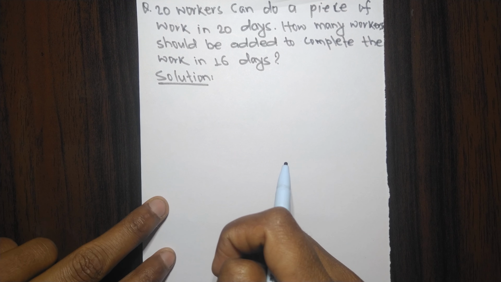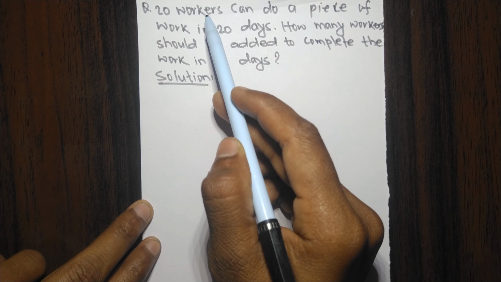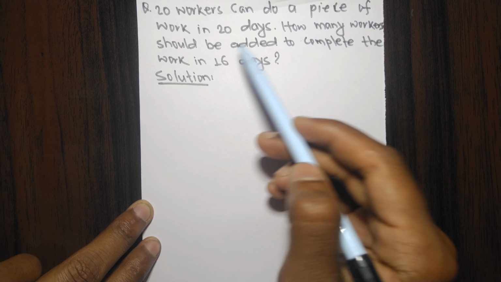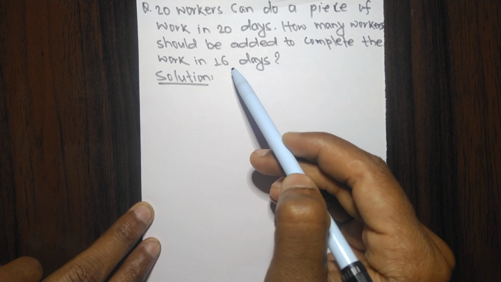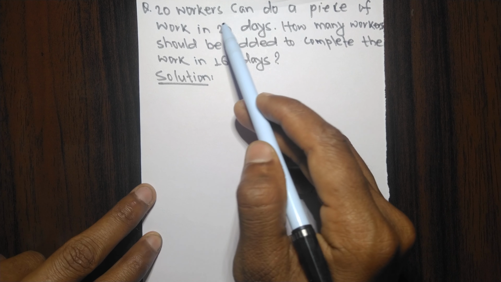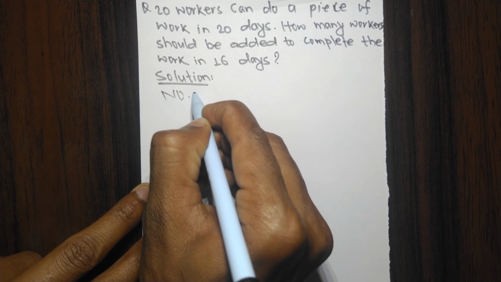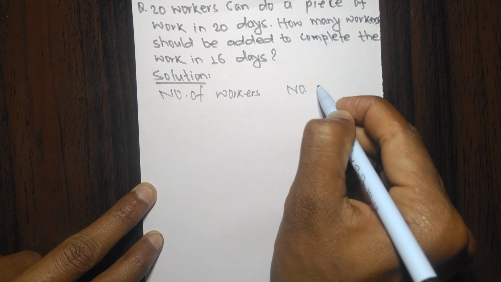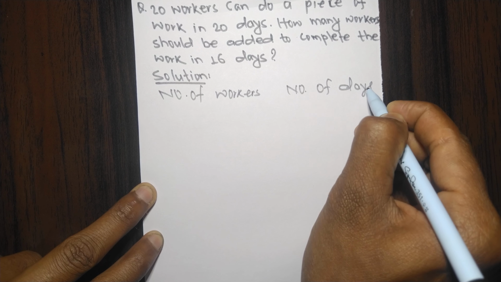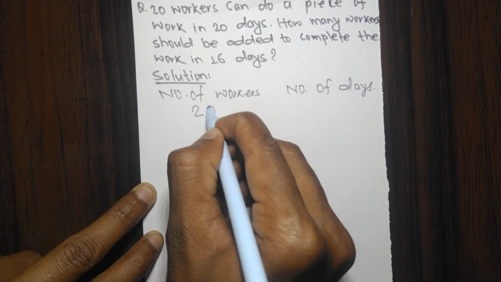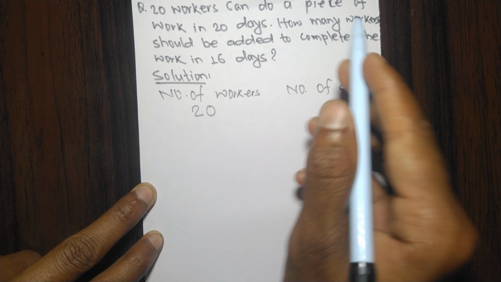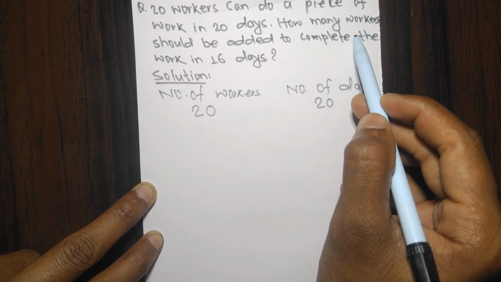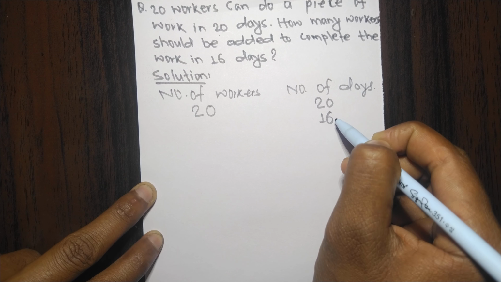So today in this video we have given 20 workers can do a piece of work in 20 days. How many workers should be added to complete the work in 16 days? So here is the relation between number of workers and number of days. So 20 workers can do a piece of work in 20 days. So how many workers should be added to complete the work in 16 days?